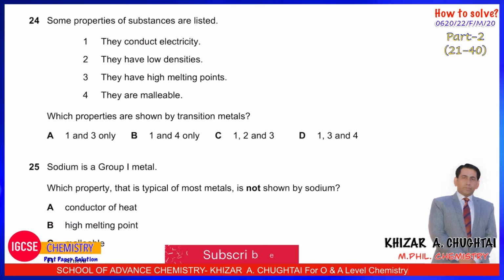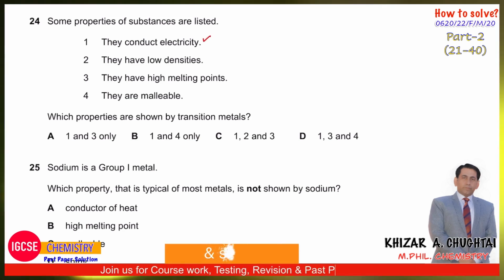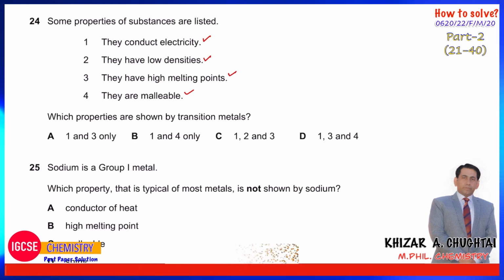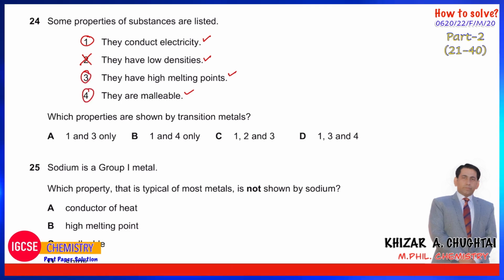Question number 24. Some properties of substances are listed. They conduct electricity, they have low densities, they have high melting points, they are malleable. Which properties are shown by transition metals? They can conduct electricity, yes. They have low density, no. They have high melting point, yes. They are malleable, yes. So 1, 3, 4, I mean D is the correct option.